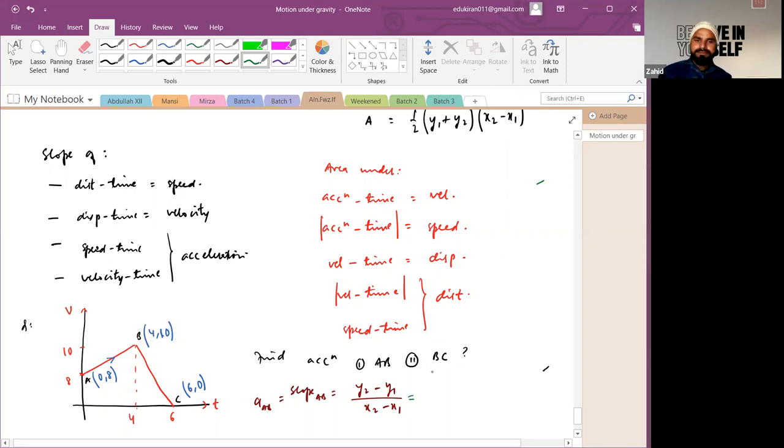Good, Ifra. So on going from A to B, y2 will be 10 and y1 will be 8. x2 will be 4, x1 will be 0. So you will get 2 divided by 4. So it will be 0.5 meter per second square.